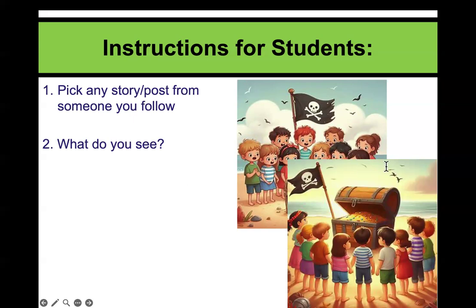What do you see? Let's start with what we actually see, just the facts only. For this image I have posted, I see a wooden treasure chest on a beach, a group of children standing together, a pirate flag waving, birds in the sky, a sunset or sunrise. Now, you have to notice how I am not making any assumptions yet. I am just describing what is visible.